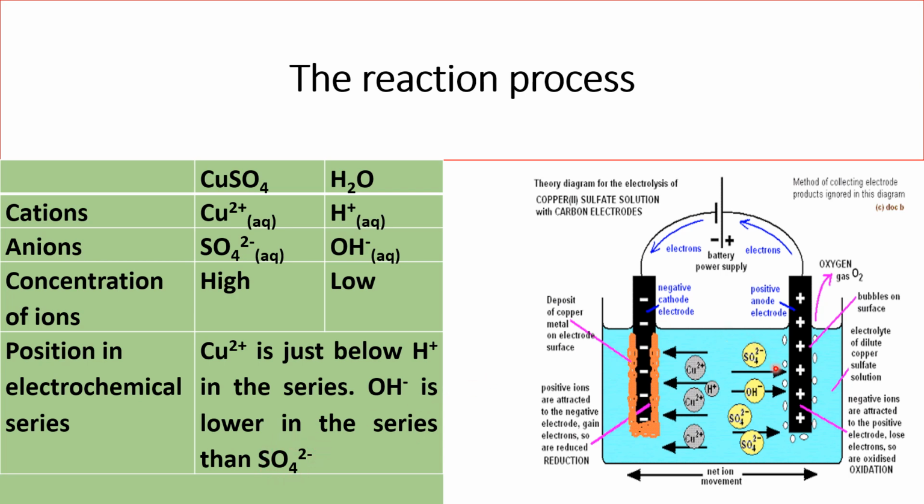If you look at the right hand side of the slide, you see the diagram. You can see the ions in yellow color. This is SO₄²⁻ and this is OH⁻. The two of them are anions and they migrate towards the positive electrode, which is the anode here, while the positive ions, Cu²⁺ and H⁺, migrate towards the negative electrode, which is the cathode here. This is how the ions migrate towards the respective electrodes.